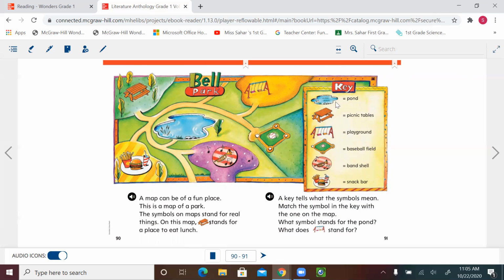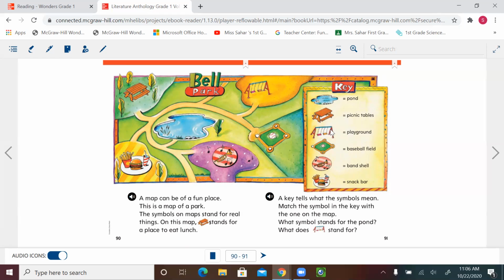So when I'm looking for this part, for example, I know this is the pond because I see water. So when I see the water on the map, this is the pond that's in a park. Over here, that means picnic tables. I see the benches. It means I can sit and enjoy my lunch over here. When I see swings, I know that this is a playground. So if you want to have fun and play, this is where you go.